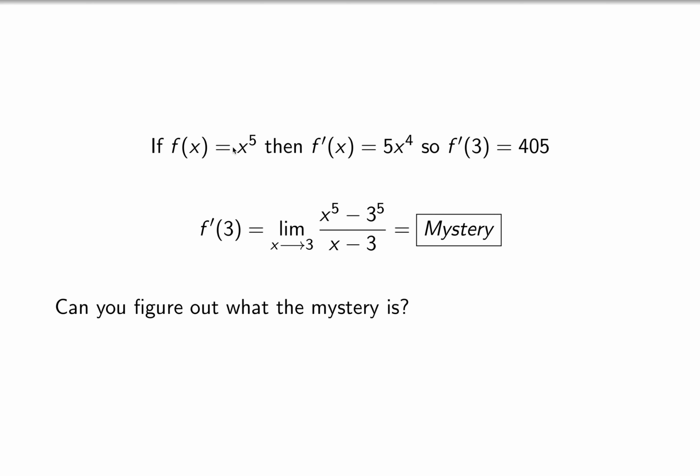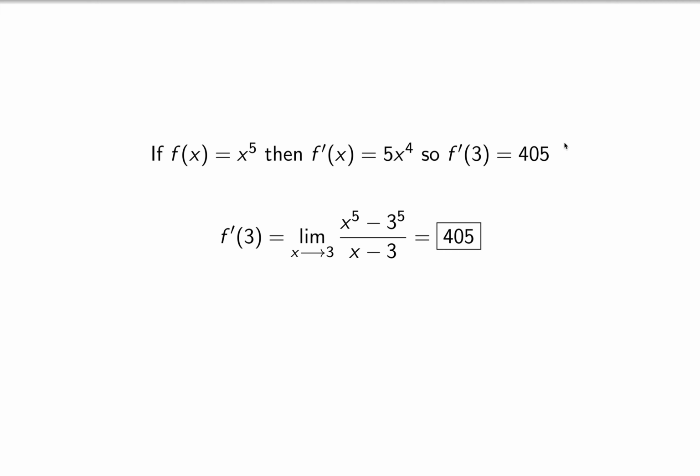And so now we have just one step left. If we want to find f prime of 3, we can just use the power rule. So we step back here, we say our function is x to the 5th. That means its derivative should be 5x to the 4th. And if I want the derivative evaluated at 3, I'm just going to plug in 3 to this formula. So I did 5 times 3 to the 4th, and I got 405. And so that's the answer. That's going to be the mystery.